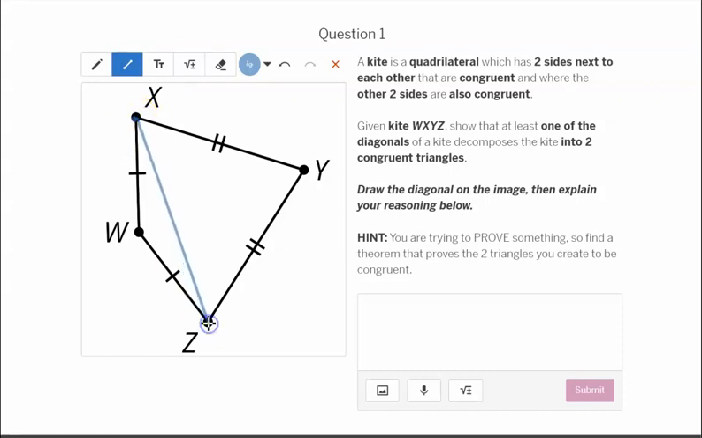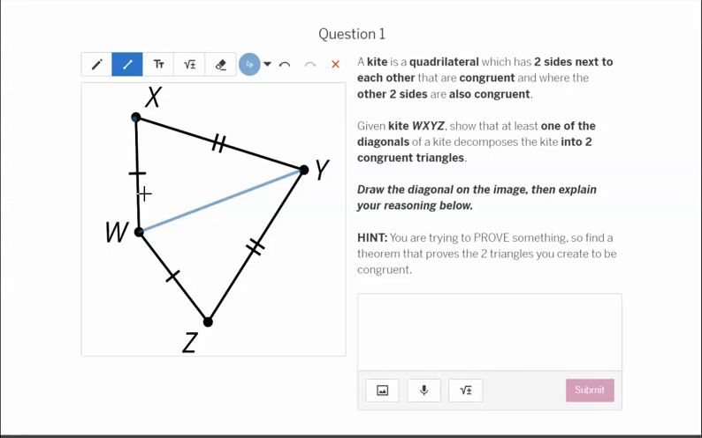And clearly this diagonal is not going to divide the kite into two congruent triangles, so we're not going to use that one. So let's try the other diagonal. All right, so when we do that one, we can see that we now have two congruent triangles. And if we're going to prove that, we have to find a theorem that proves the two triangles are congruent. So what we're looking for is side, side, side, side, angle, those sorts of things, right?